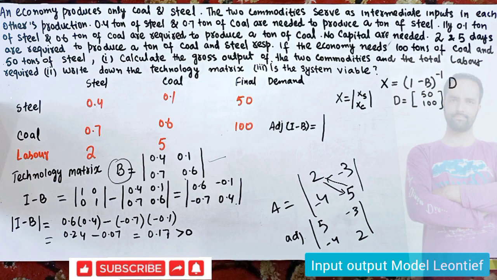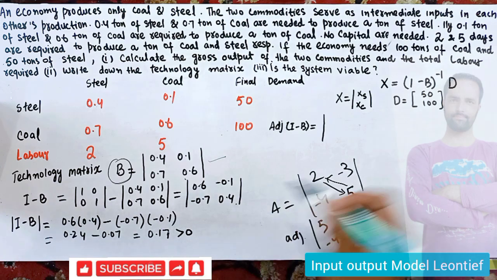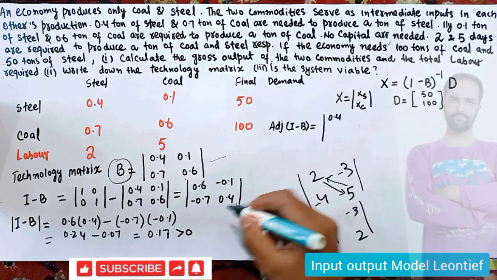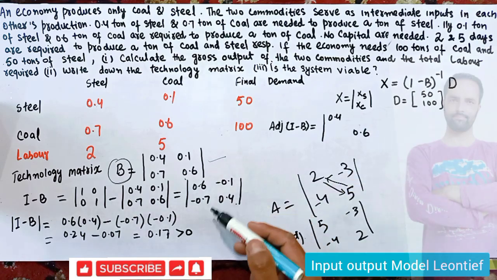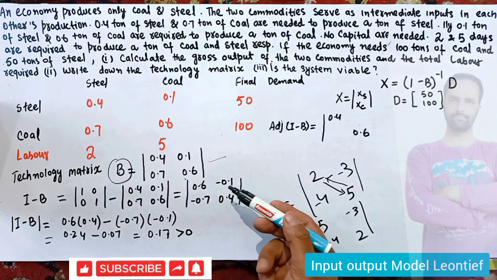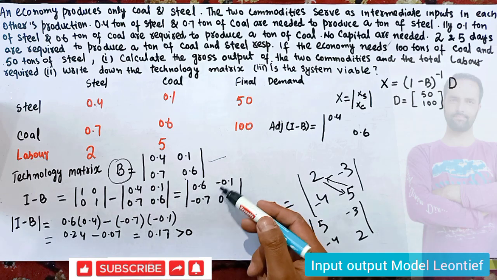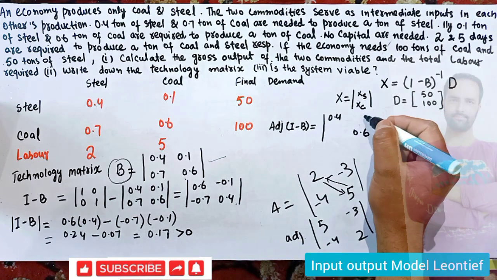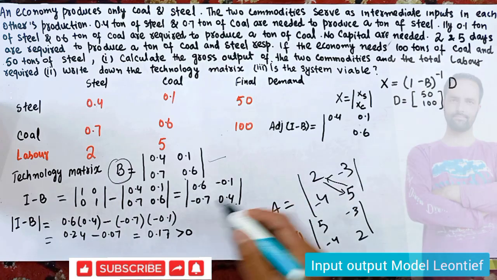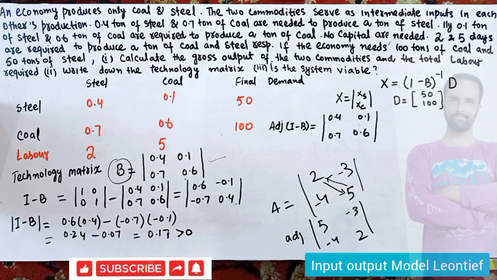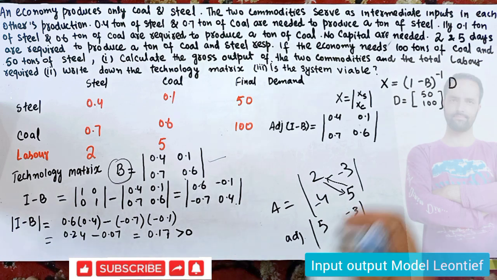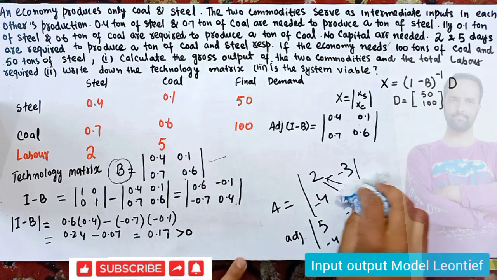So here we have 0.4, this will come up, and 0.6 will come down, and we need to change the sign of the non-principal diagonal elements. This is minus 0.1, it will become plus 0.1, minus 0.7, plus 0.7. Okay, this is the adjoint. Very simple. This rule only applies when we have a 2 cross 2 matrix.